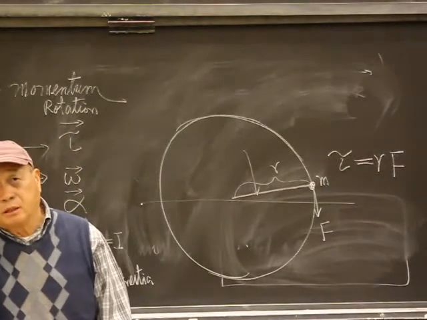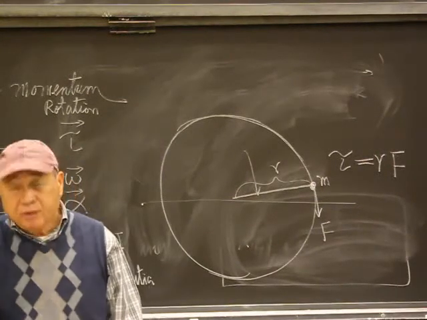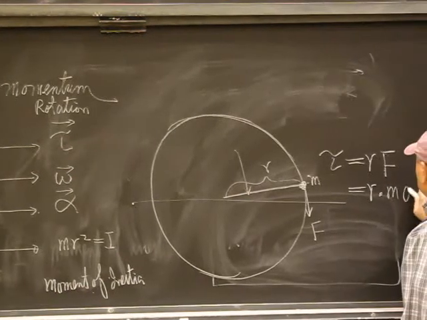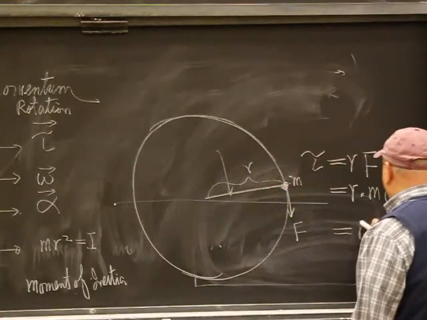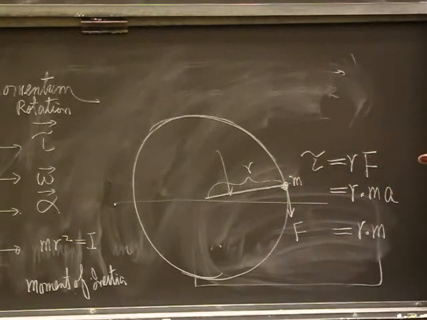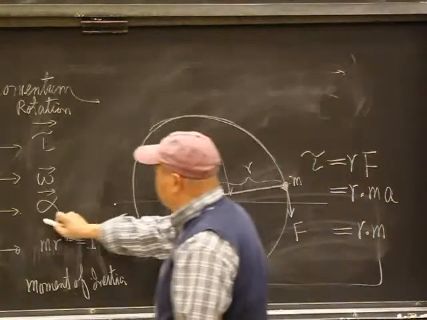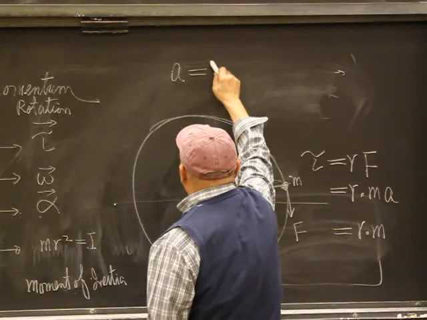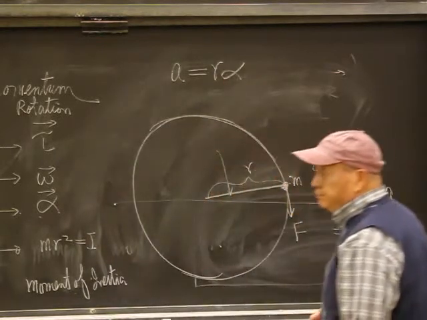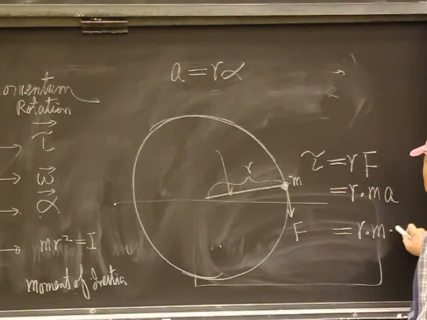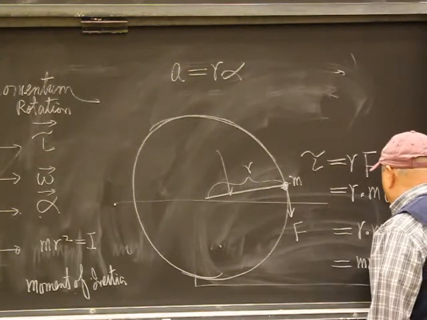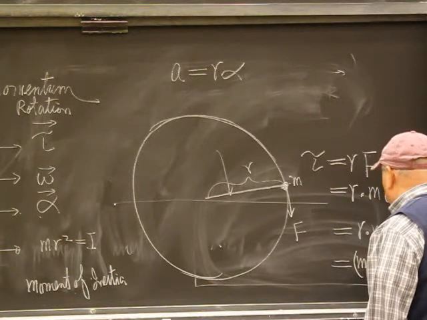You can consider the cross product later on, but in the meantime, just consider one particle point. F equals ma. In that case, r times m times a. Here a is the linear acceleration, a equals r times alpha. So in that case, this is r times alpha, so that is equal to mr squared times alpha.